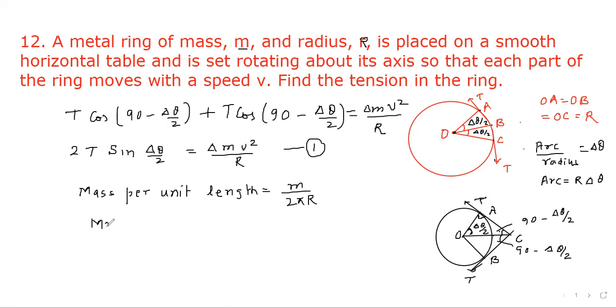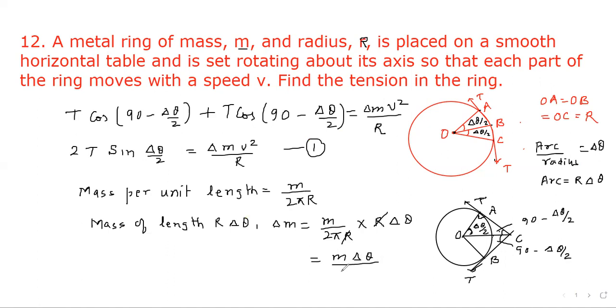So the mass of length R delta theta will be mass per unit length times that. Let's denote it as delta m. So delta m equals M upon 2 pi R times R delta theta. So R will cancel out, and we will be left with M delta theta divided by 2 pi. So we have got delta m.